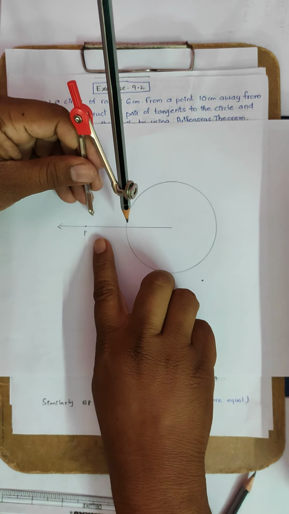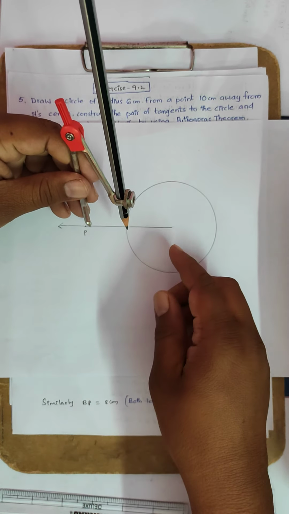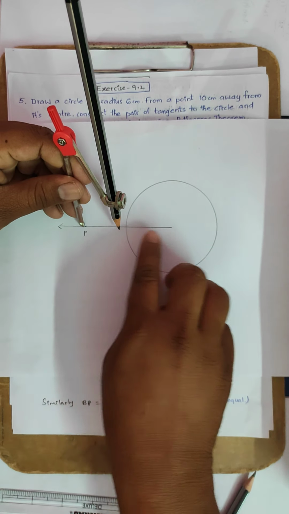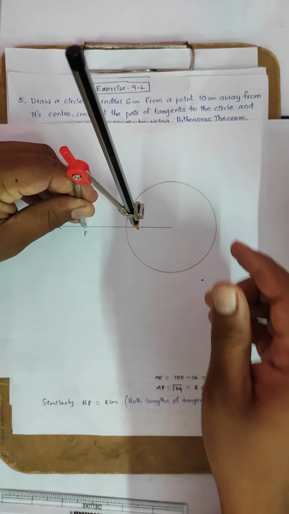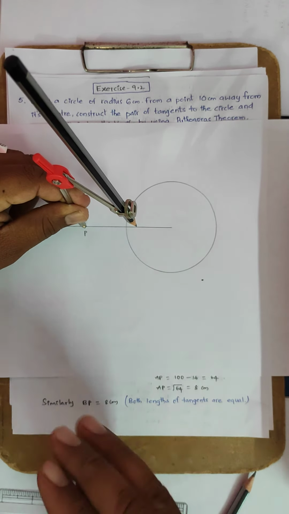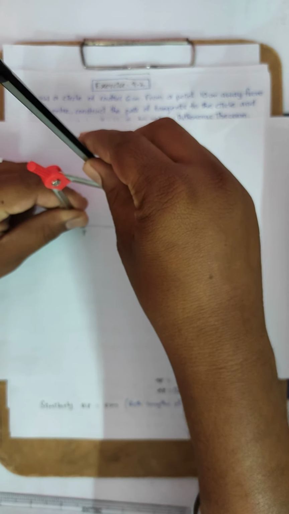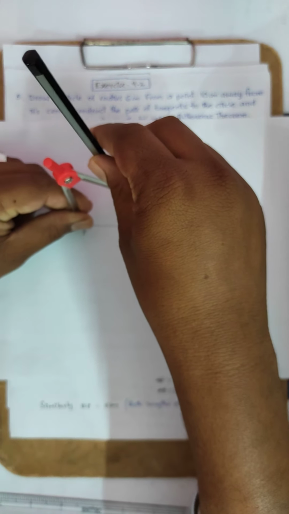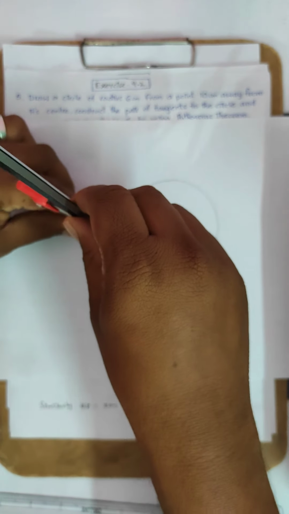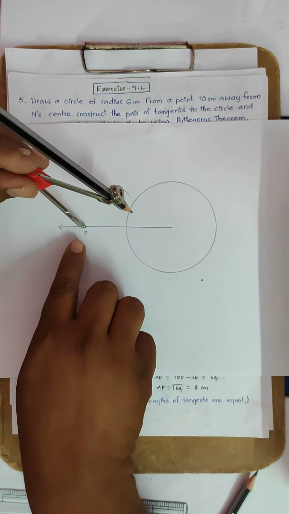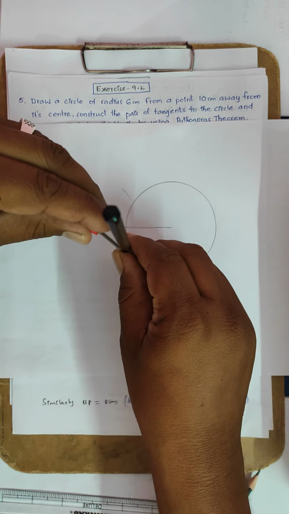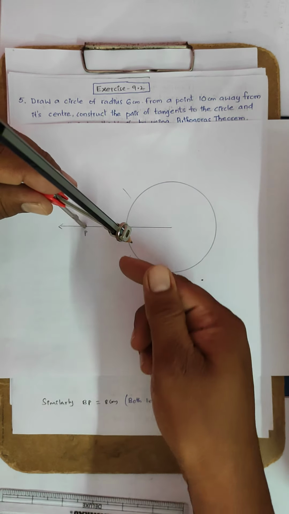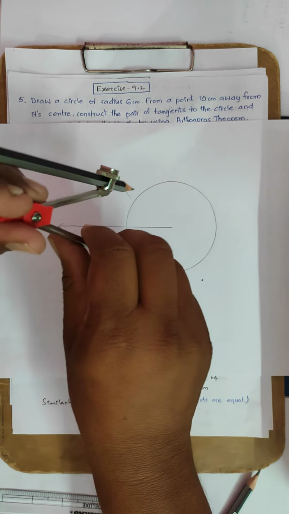take more than half of the distance of this line segment from the center to this P. This is more than half of the line segment, this radius. Draw an arc above the line segment with the help of point P. Draw another arc below this line segment.